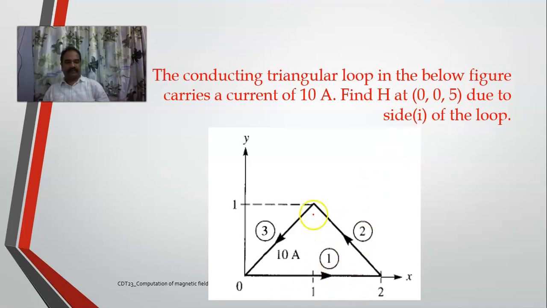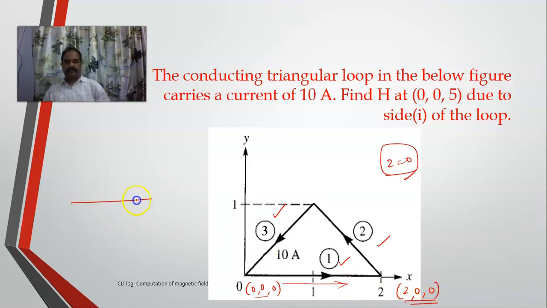Find H at the point (0, 0, 5) due to side 1 of the loop. See, this is a triangle. It has 3 sides: 1, 2 and 3. You want to determine the current only because of this particular side. This side has 0, 0, 0 because z is 0. Z has not been mentioned anywhere, so I'll take it as z equal to 0. So this is one point and this point is (2, 0, 0).